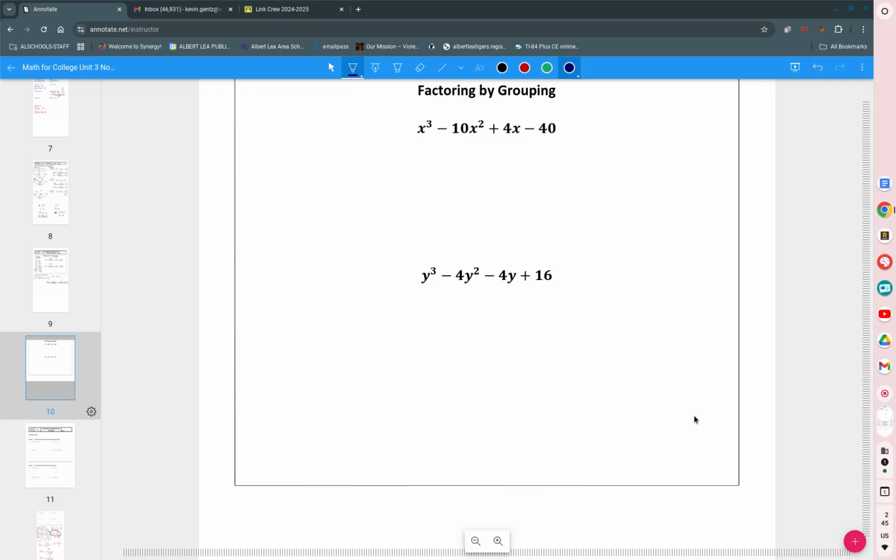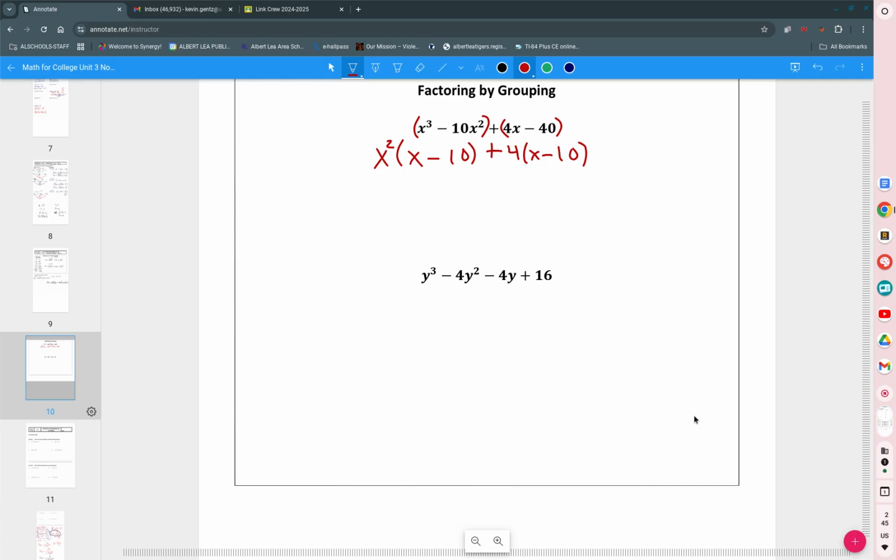Sometimes what we do is we say, what would happen if we grouped sets together and, instead of looking for a common factor for everything, we look for a common factor of each group? So what can you take out of that first group? X squared. I could take an x squared out and be left with x minus 10. And what can you take out of the second group? 4. And you're left with x minus 10.